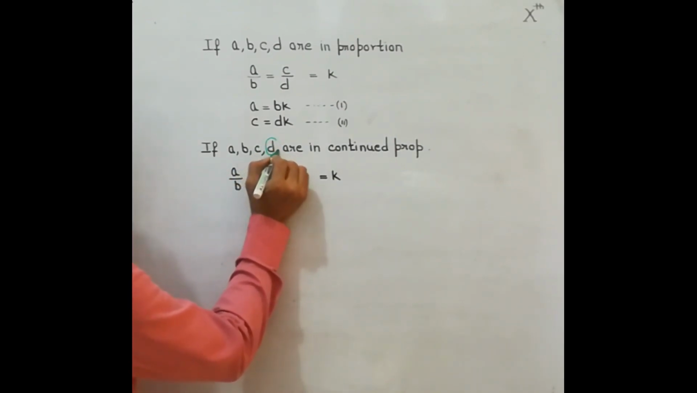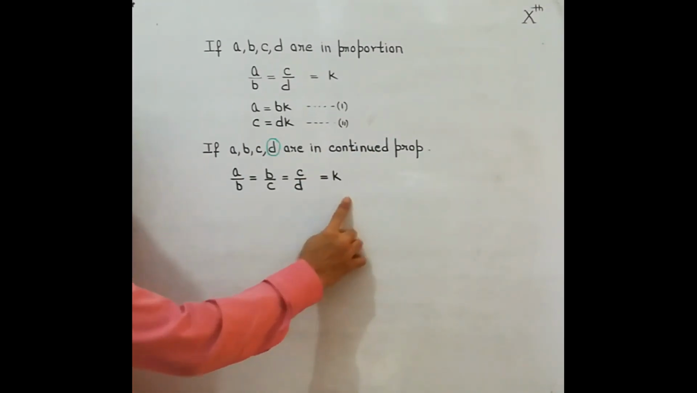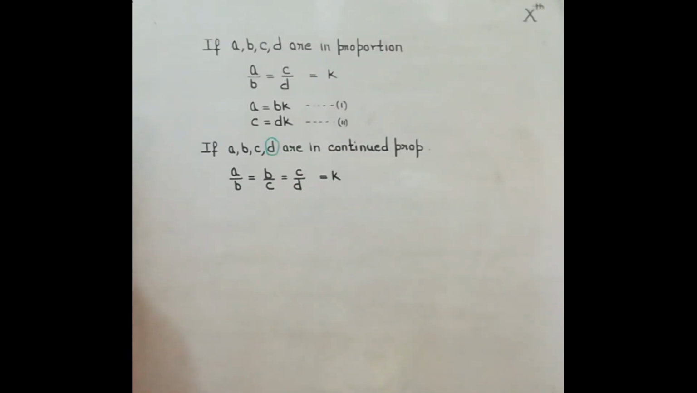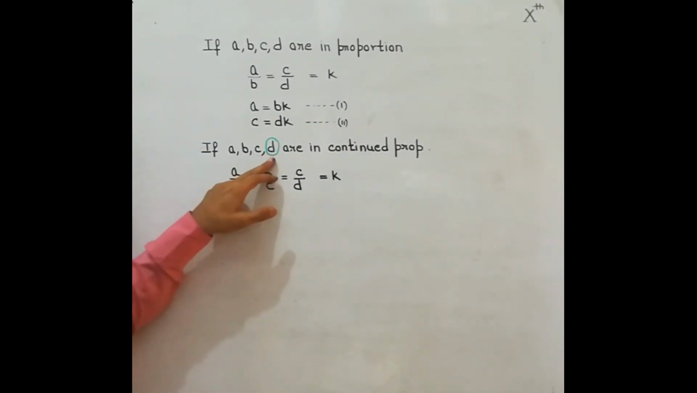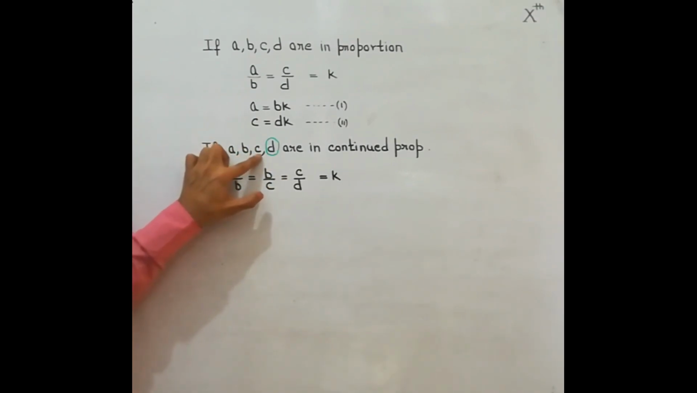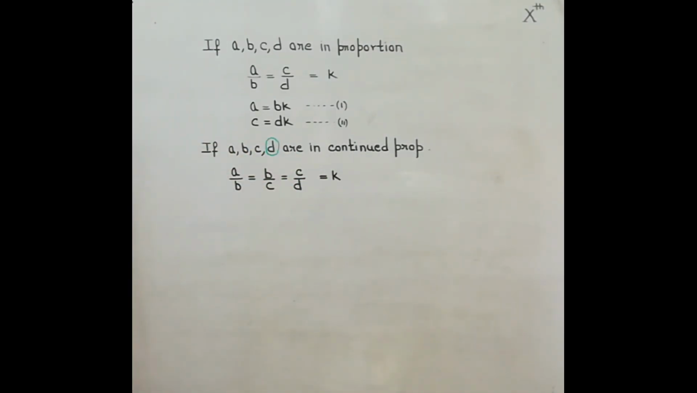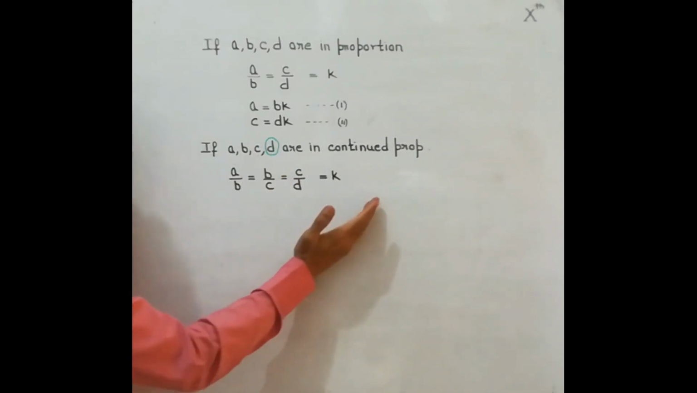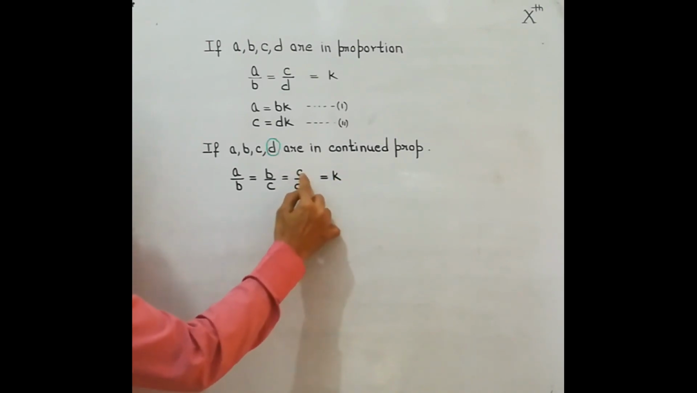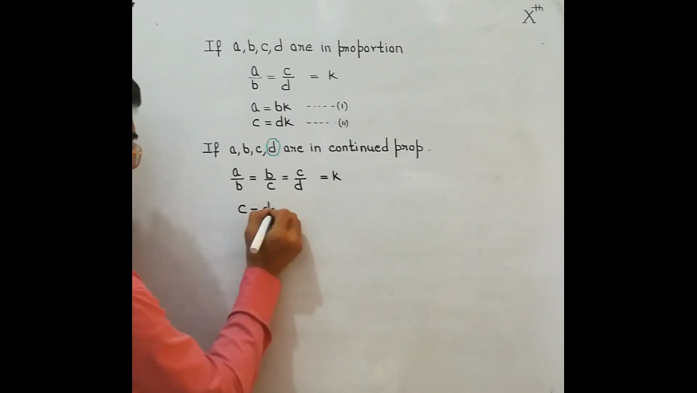Whenever the terms are given in continued proportion, you will write them like this. The relation that they have, A upon B is equal to B upon C is equal to C upon D, and let it be equal to K. Now the last term is D, so you have to get A, B and C, all the terms lying before it, in terms of D. So see how you will do it. We will start with the last ratio here. The last one is C upon D. Equate it with K and get the value of C. So we are getting C is equal to DK.